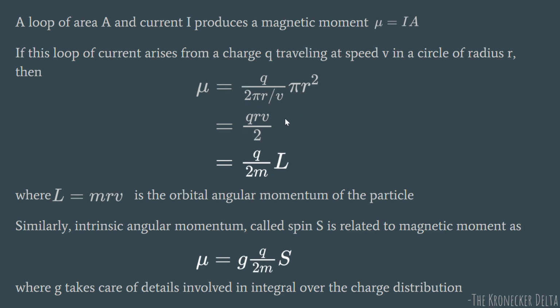So after a bit of algebra, what you see here is q r v by 2, which is q by 2m times L, where what is L? L is mrv. We identify mrv as the orbital angular momentum of the particle.